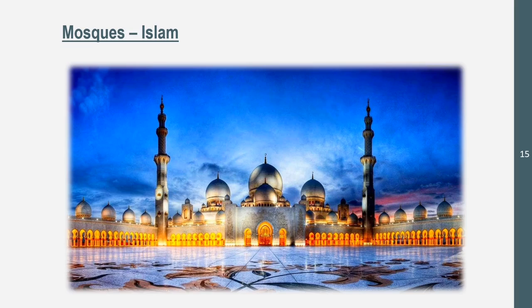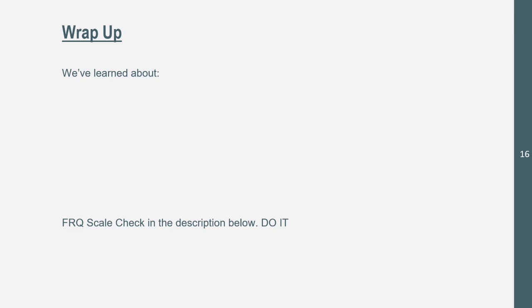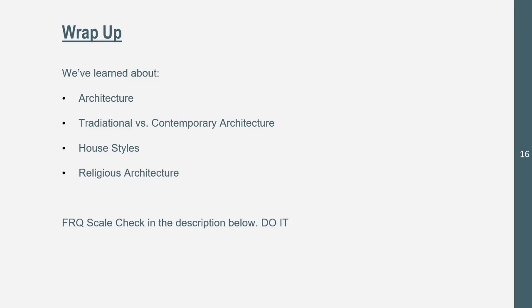So when looking at your religious architecture, you should be able to determine what is what for what religion. You'll see that on the scale check I put in the description, the FRQ. Well, that's a wrap up. We learned about architecture, traditional versus contemporary architecture, house styles, and religious architecture. There's an FRQ scale check in the description. Do it. It'll help you.